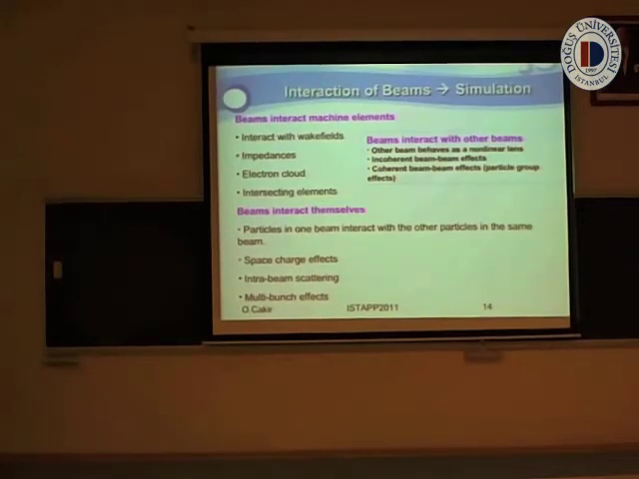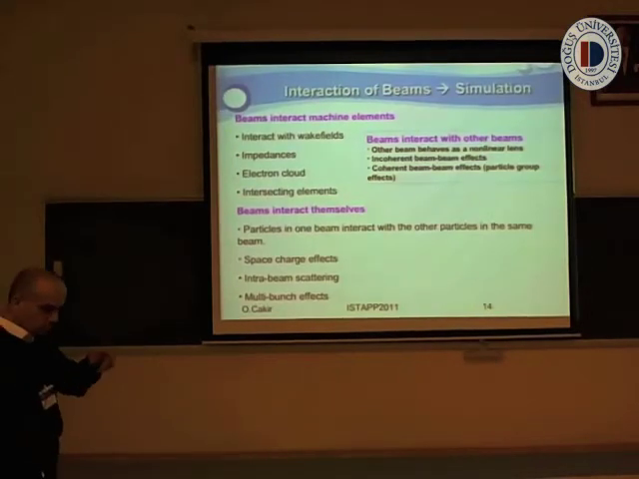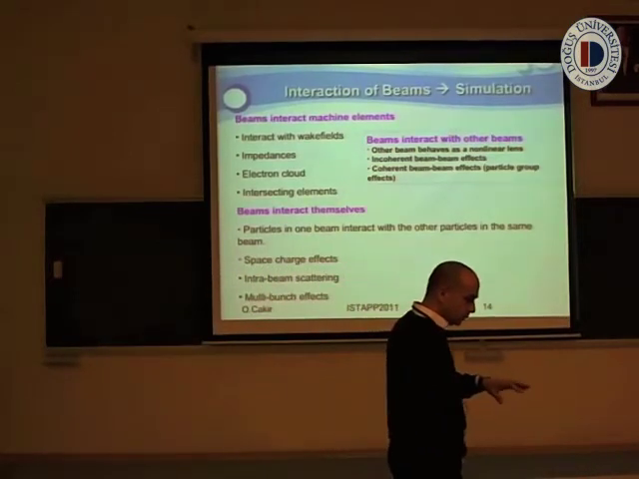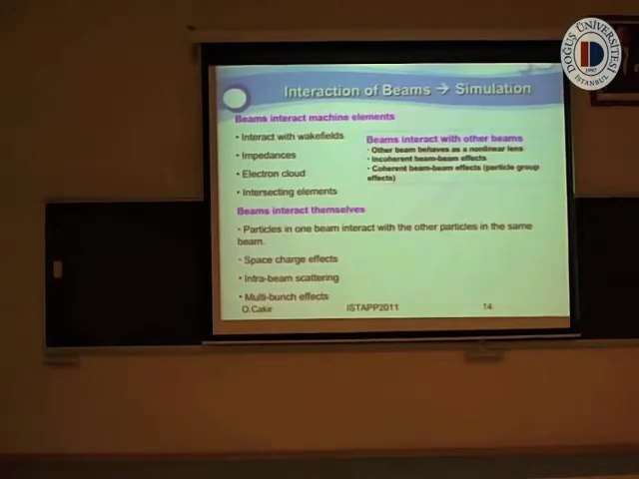Impedances. Impedance matching is an important point with the structures. Electron cloud. Intersecting elements. For example, from booster to the ring, there will be two structures. They should be very, very well tuned. They are intersecting elements. Beams interact with themselves. Particles in one beam interact with the other particles in the same beam. Because we make a group of particles in a beam or in a bunch, for example, then we accelerate this beam. So inside a beam, they can interact.